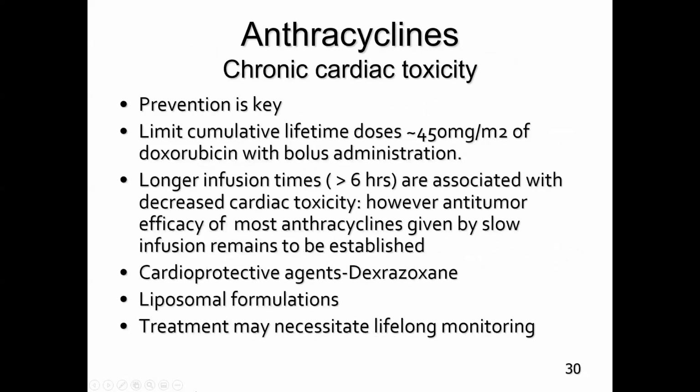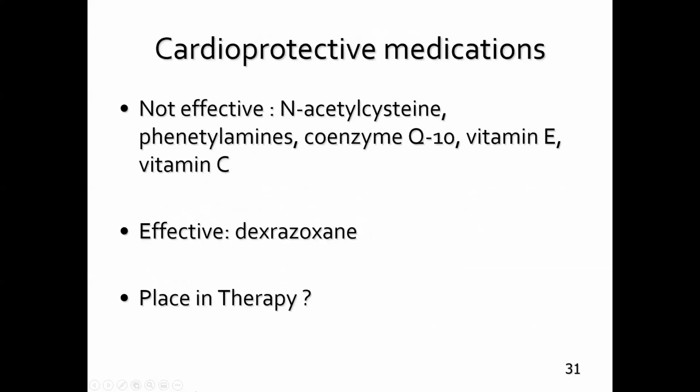So prevention is key. Limit lifetime doses to around 450 of doxorubicin equivalent. Longer infusions have decreased cardiac toxicity. And we'll talk about the cardioprotective agent, and liposomal formulations that oftentimes can't be substituted, in some cases they could. They have less toxicity per milligram. And this is going to necessitate lifelong monitoring for the patient.